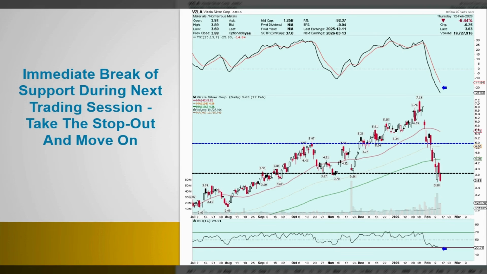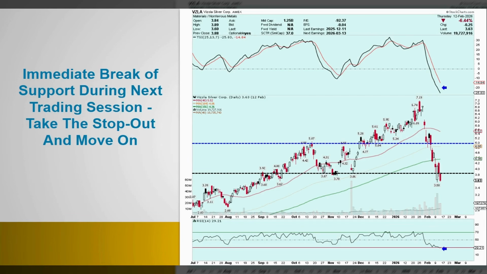So literally the very next day, I'm stopped out, right? On this next big red bar, I'm selling. I'm out of the stock, right? And I know a lot of people don't like to use stop losses. They don't like to stop out. They don't like to sell low. Well, sometimes if you don't sell lower, you're going to end up selling much, much lower, right?